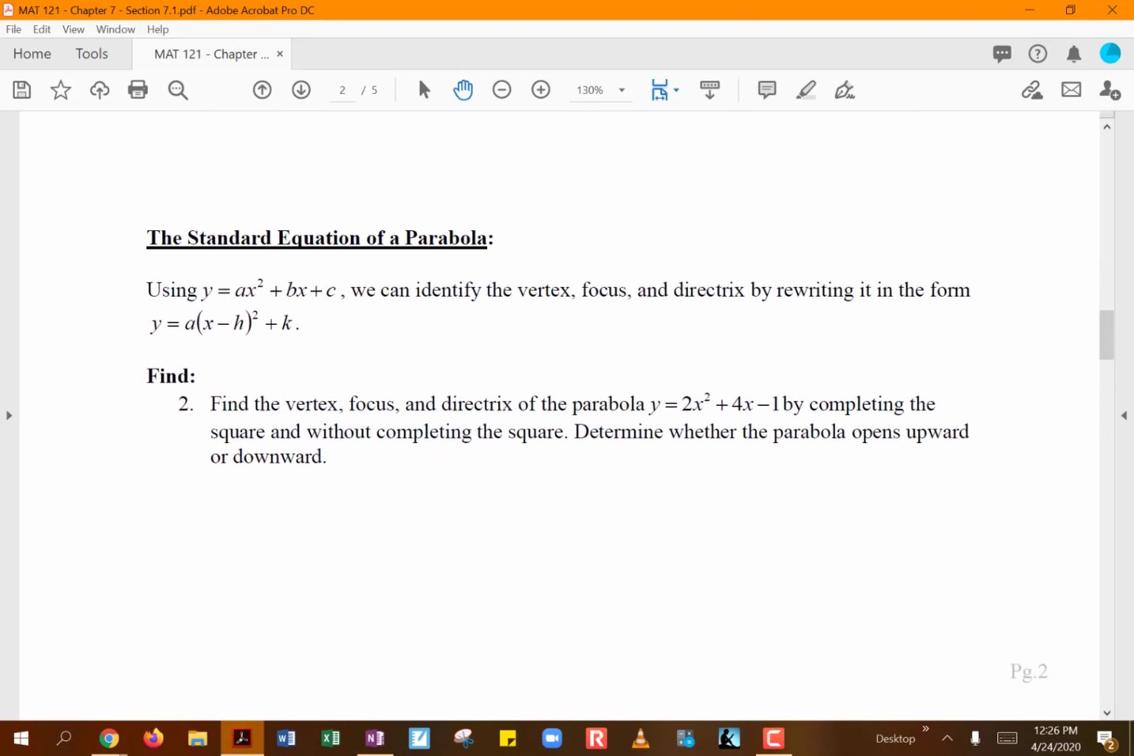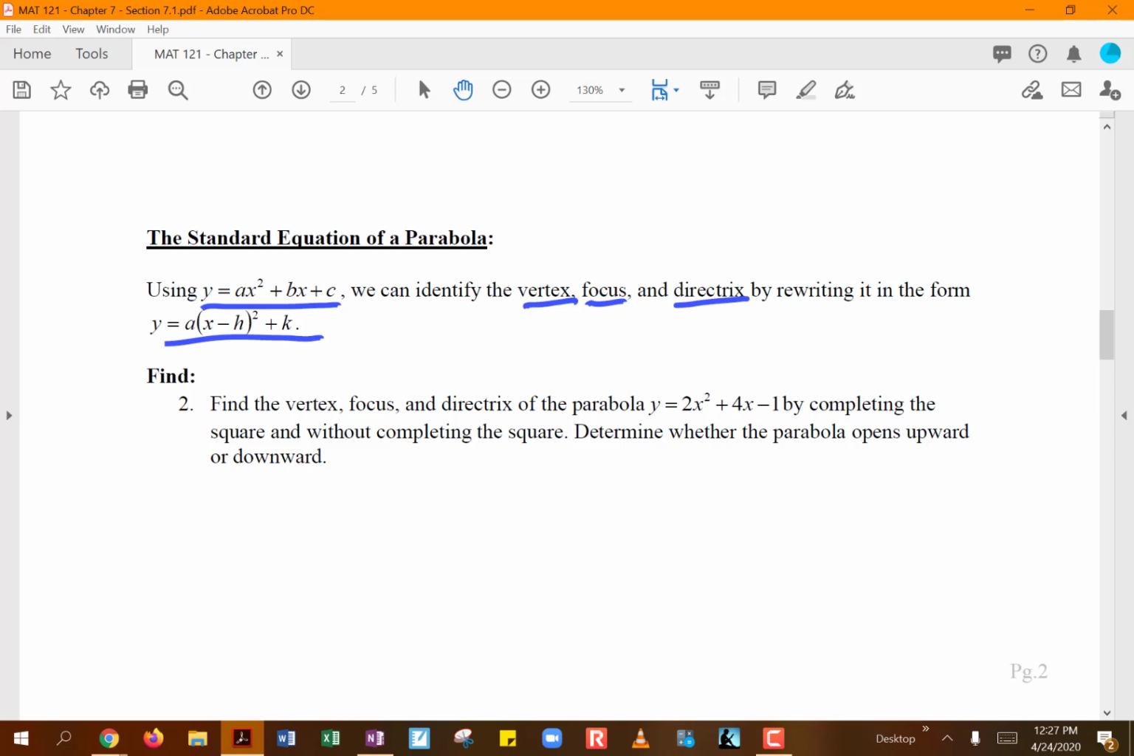Okay, so again, remember the standard form for the equation of our parabola is going to be y equals ax squared plus bx plus c. They are saying that you can basically identify where the vertex, focus, and directrix are going to be if you rewrite it into the transformation form. So you can take your standard form and rewrite it into the transformation form to find out what the vertex, focus, and directrix of the parabola is going to be.